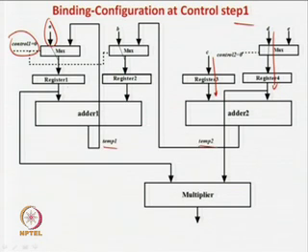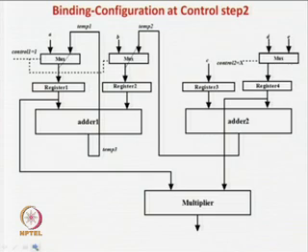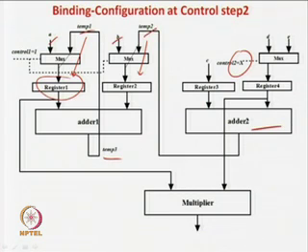Now what happens in control time step 2? In control time step 2, we make the control equal to 1. In this case your temp 1 should go here, temp 2 should go here and you are generating temp 3. In this case we do not require this adder, because in time step 2 we are not requiring it at all. So now you see, this register is shared by A in the first time step and temp 1 in the second time step. Register 2 is shared by B in the first time step and temp 2 in the second time step.